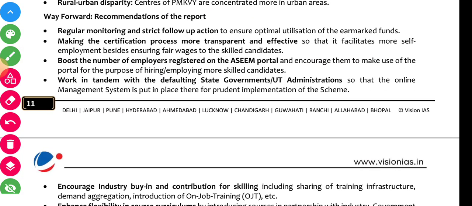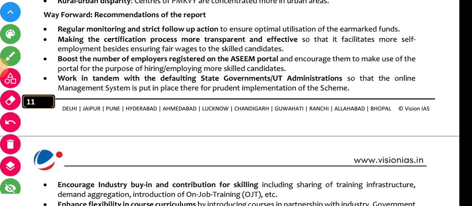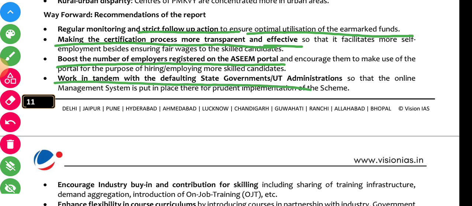What are the way forward and recommendations of the report for the Pradhan Mantri Kaushal Vikas Yojana? Regular monitoring and strict follow-up action to ensure optimal utilization of the earmarked funds. Making the certification process more transparent and effective. Boost the number of employers registered on the same portal. Work in tandem with defaulting state governments or union territory administrations.